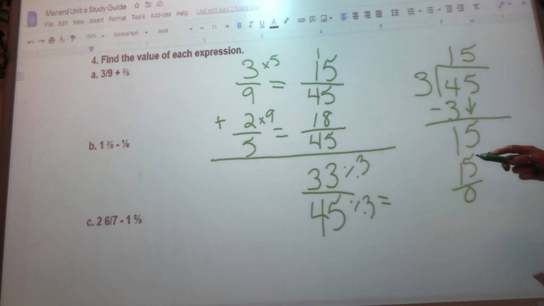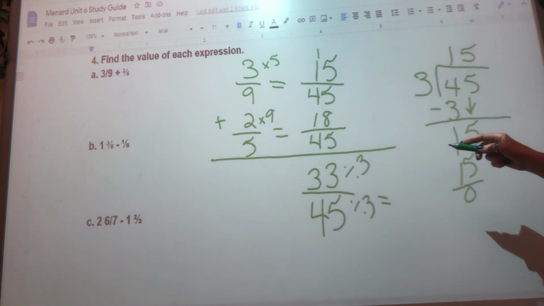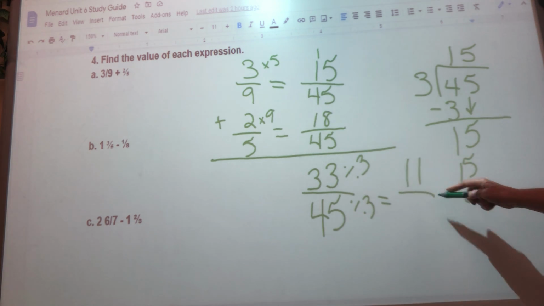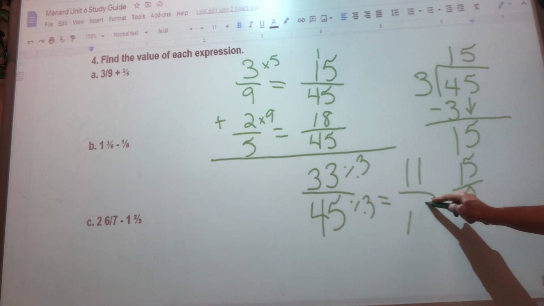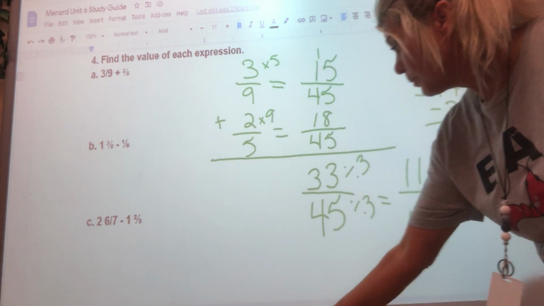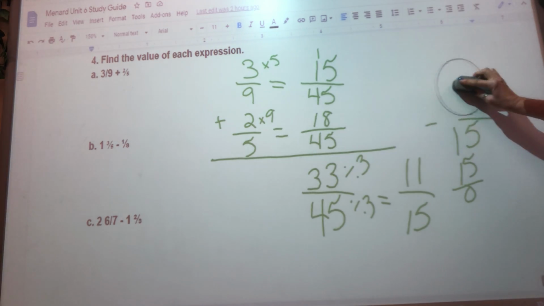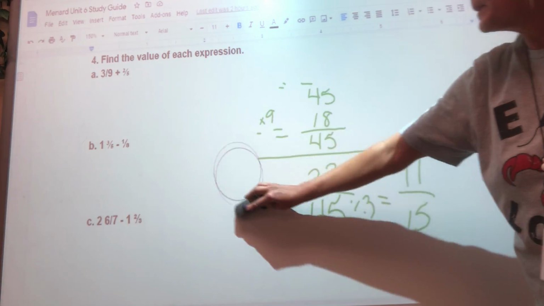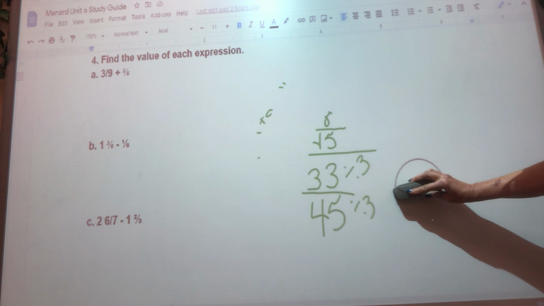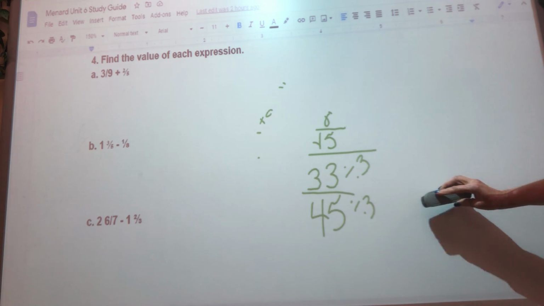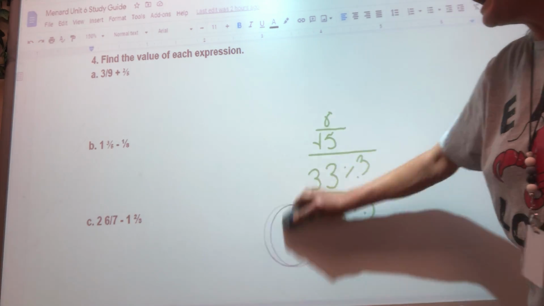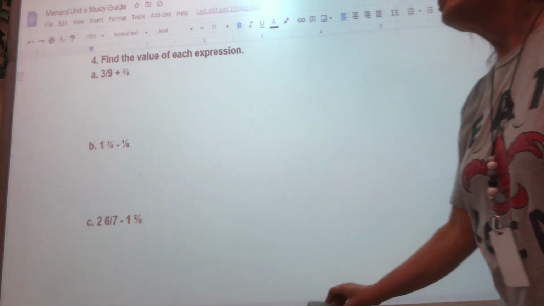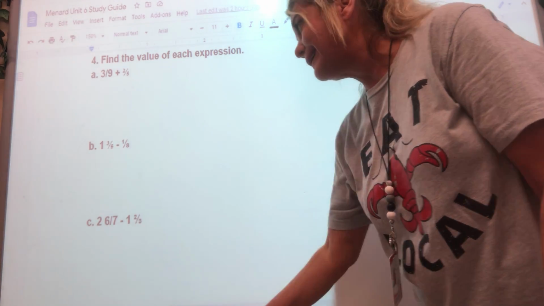33 divided by 3 is 11, and then we know this is 15. Now, is that in simplest form? Yes, and I know it is because 11 is what kind of number? Composite or prime? Prime, because it only has 2 factors, 1 and itself.